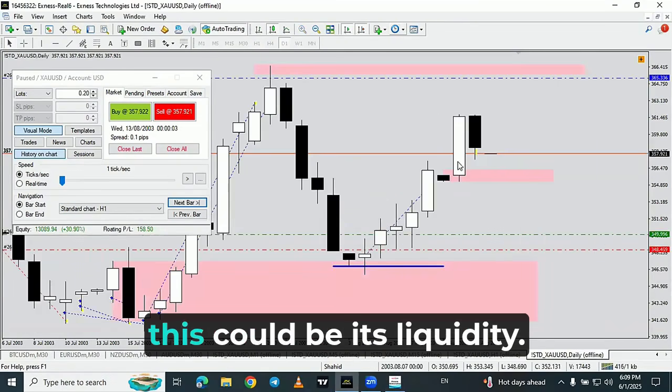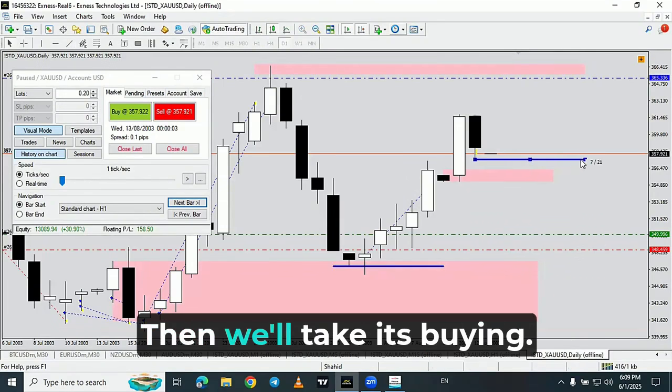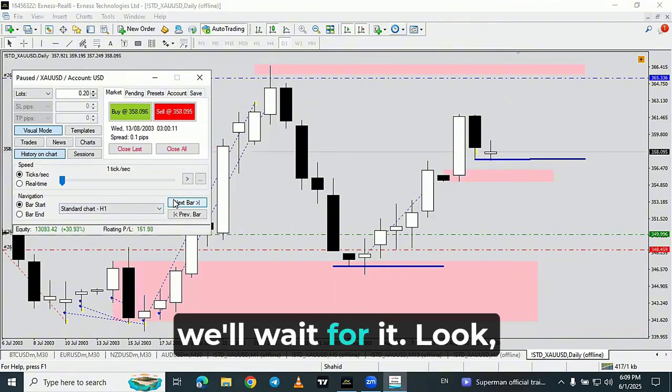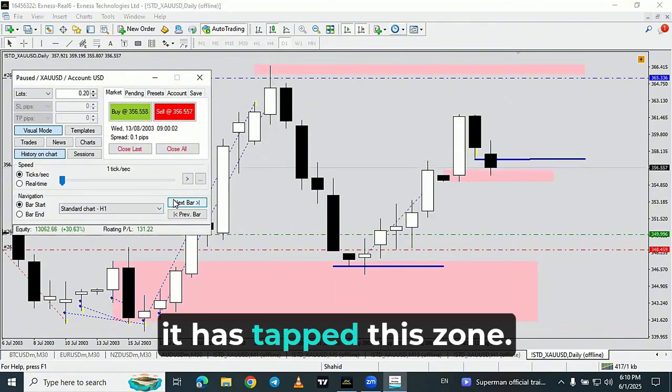If you look here, this could be its liquidity. It will pick it up in this zone. When it taps, then we'll take its buying. Otherwise, we won't take its buying, we'll wait for it. Look, it has taken its low and marked our zone. See, it has tapped this zone.